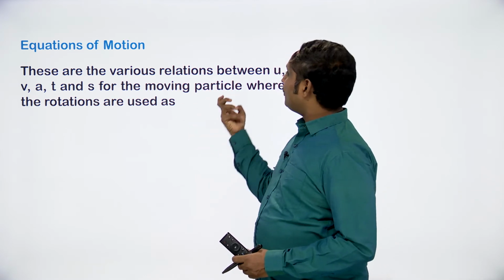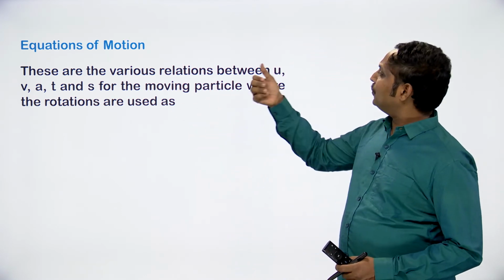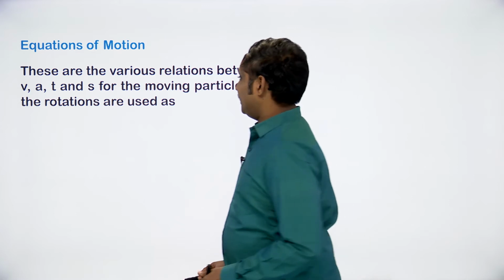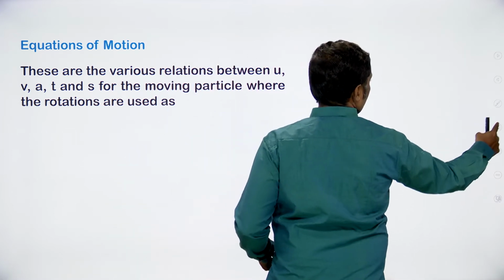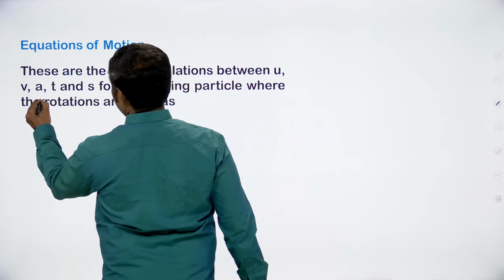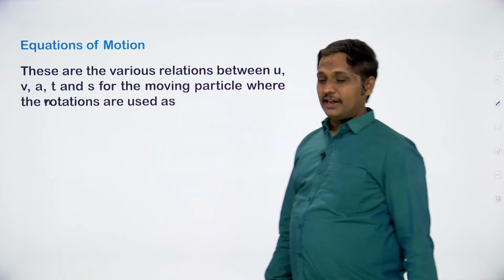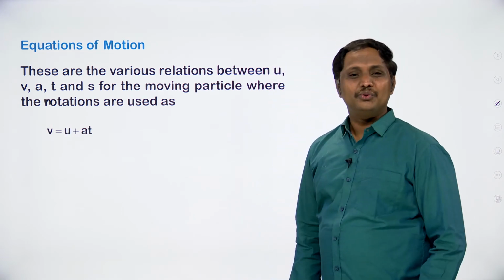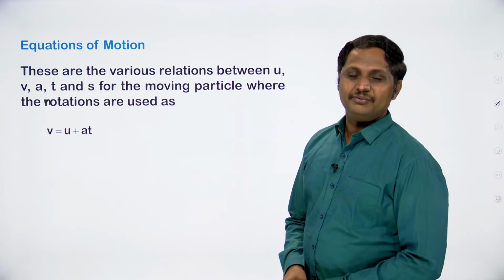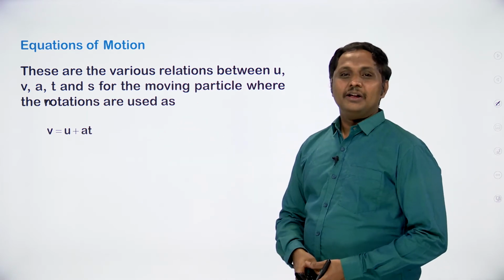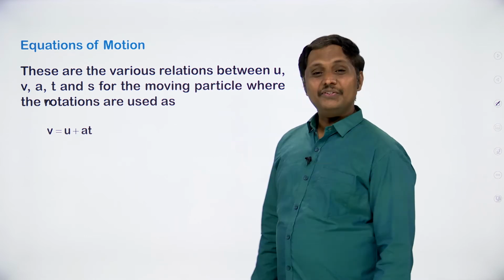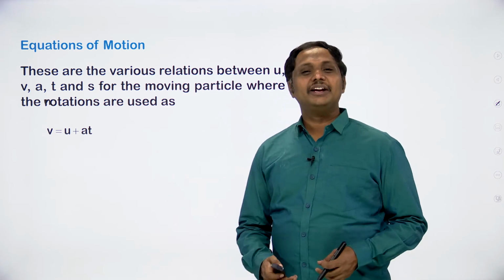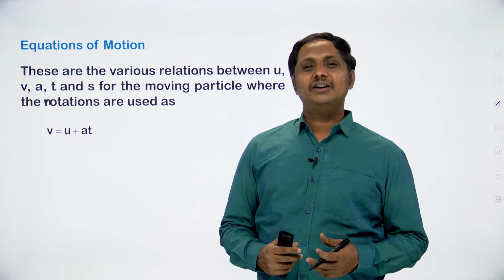We may derive the relations among the parameters, that is u, v, a, t and s for the moving particle, where the notations are used as follows. In case of uniform acceleration, we would like to confirm this equation, that is v is equal to u plus at. v is the final velocity, u is the initial velocity, a is the acceleration and t is the time.